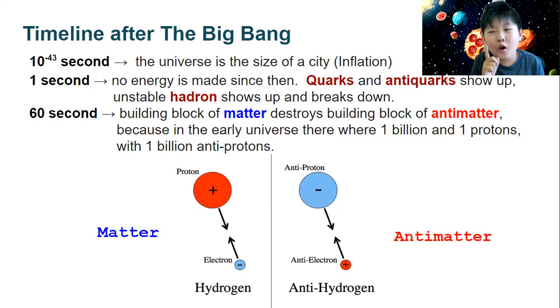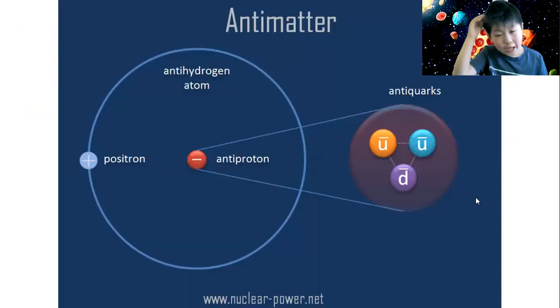Matter and antimatter, the only difference is matter is basically kind of like the opposite of antimatter. Electrons in antimatter are positive charge and protons or neutrons in antimatter are negative charge. Antimatter.